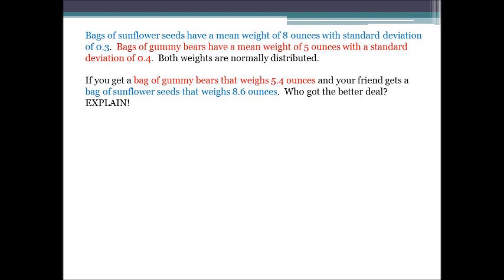Bags of sunflower seeds have a mean weight of 8 ounces with a standard deviation of 0.3. Bags of gummy bears have a mean weight of 5 ounces with a standard deviation of 0.4. Both weights are normally distributed. If you get a bag of gummy bears that weighs 5.4 ounces and your friend gets a bag of sunflower seeds that weighs 8.6 ounces, who got the better deal?